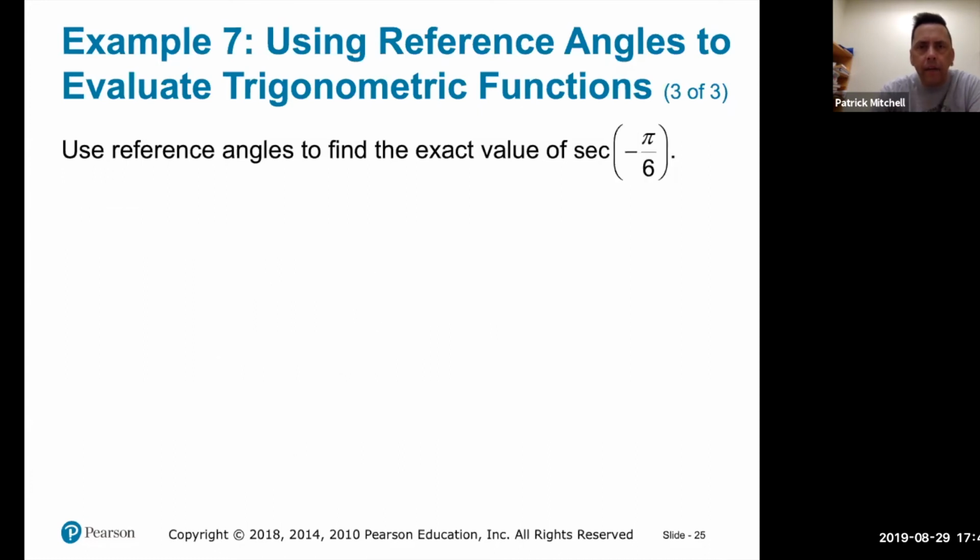All right, and I believe this is the last example. We're going to use reference angles to find the exact value of secant negative pi over 6. There's two ways you could do this, and I don't know that using reference angles is my favorite way to do this. Of course, negative pi over 6 is the mirror image of pi over 6 through the x-axis, right? It just means it's been traced clockwise. So the reference angle for negative pi over 6 will be pi over 6.